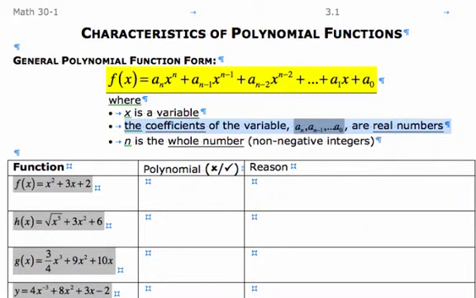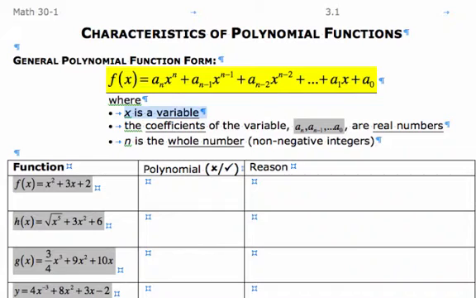x is the variable. For there to be a polynomial, x needs to be the only variable. So we're not going to have more than one variable here. You're only going to see x, or if we changed everything and had m, it's just a consistent variable.